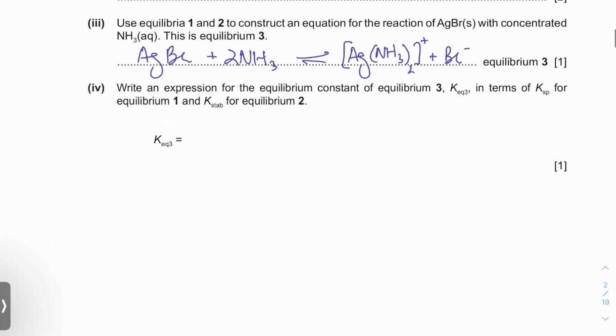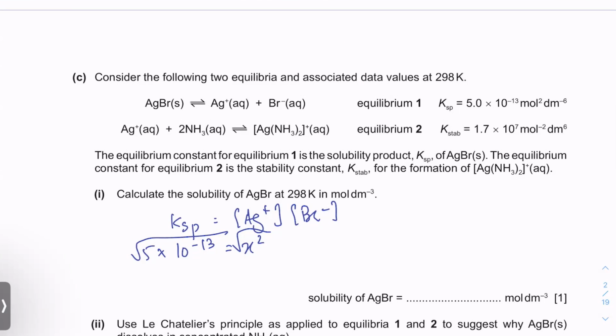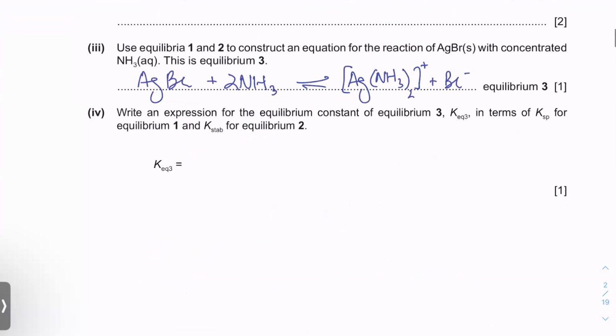Write an expression for the equilibrium constant of equilibrium 3. Acha. KSP is a product. K stab is a product. So their constants of mixture will also be a product. And that product is this. तो हमारे पास ये चीज है जिसका K stab है ये, और हमारे पास ये चीज है जिसका K है ये. Now this thing is already used over here. So that means you're just left with this one and this one. इसका ये है और दूसरे का ये है, इन दोनों को हम मल्टीप्लाई करते हैं, because that's the only thing that we have.